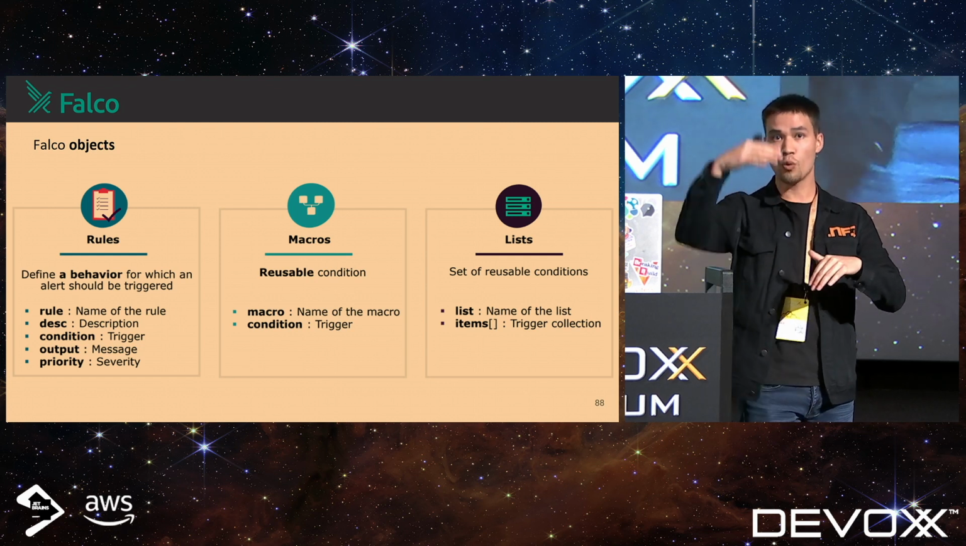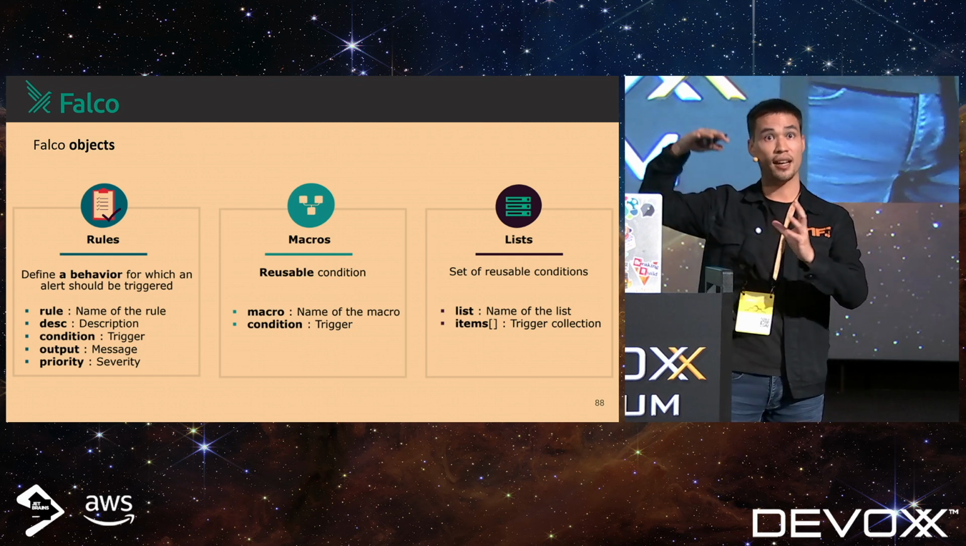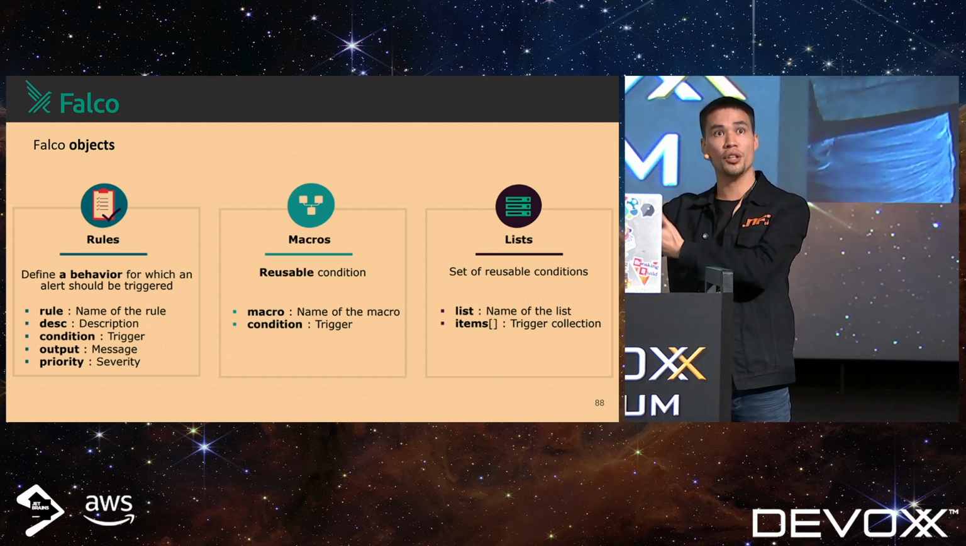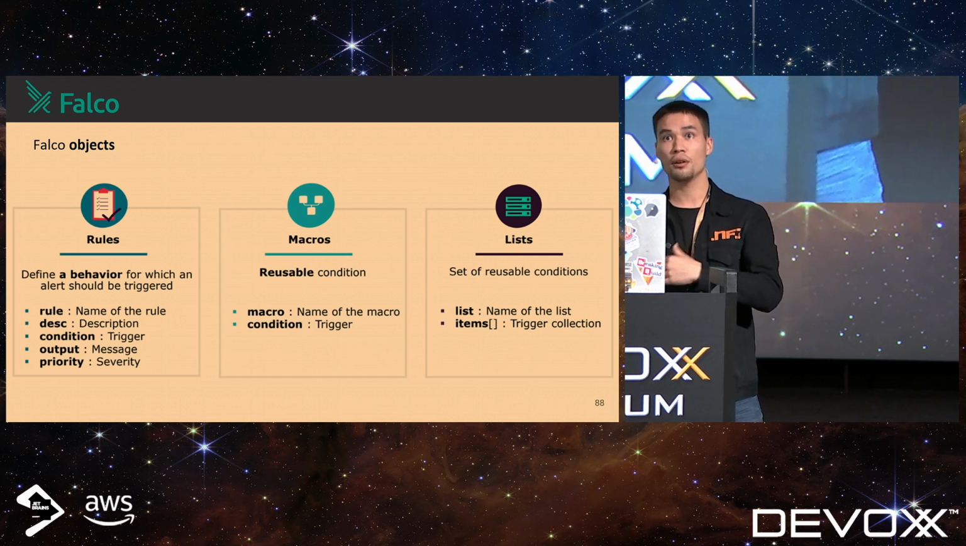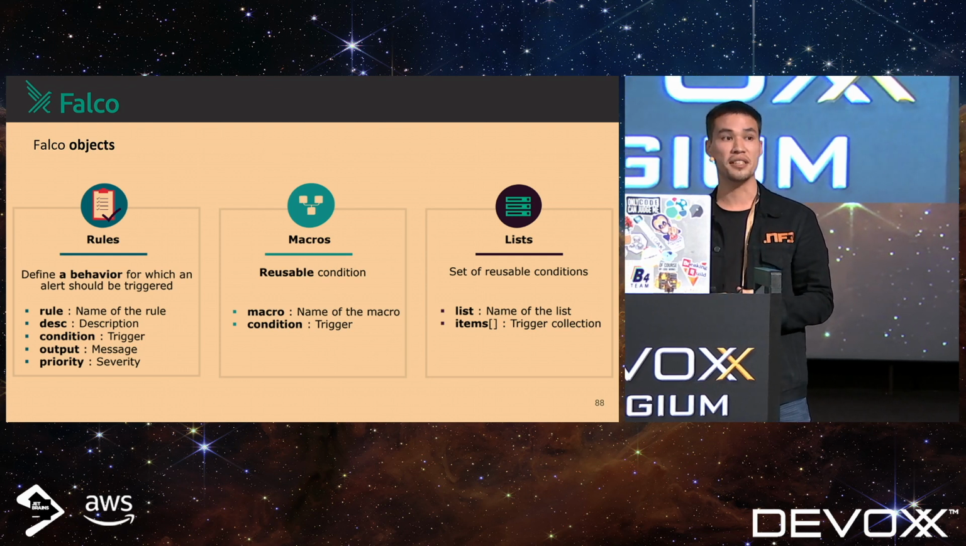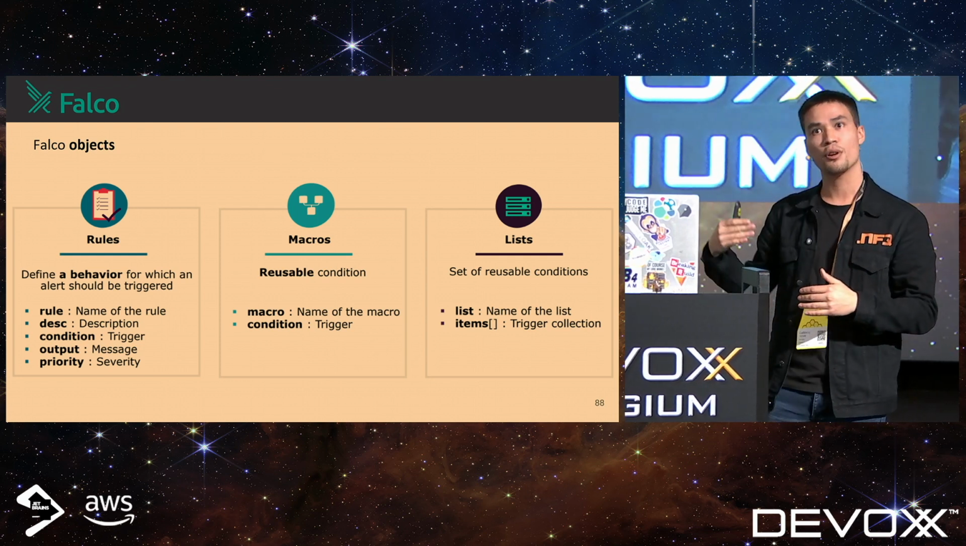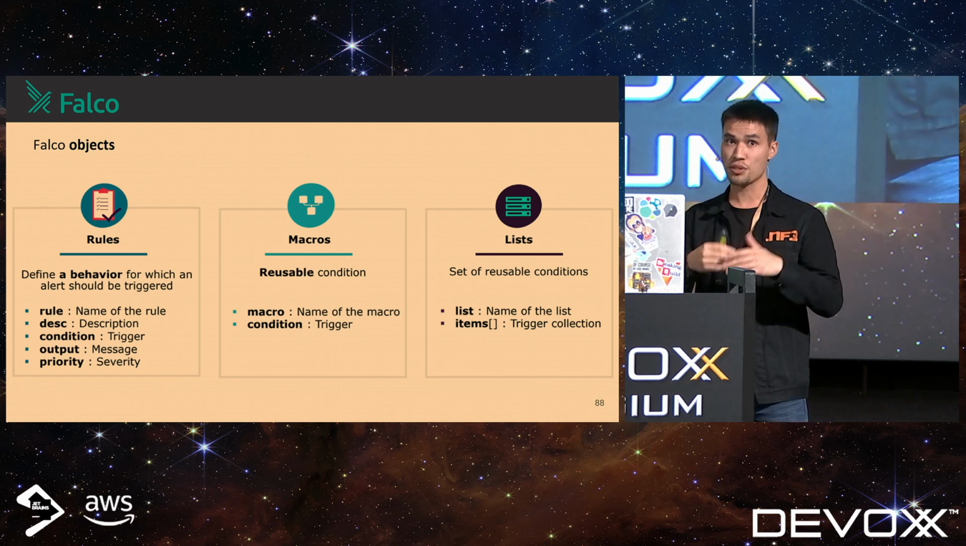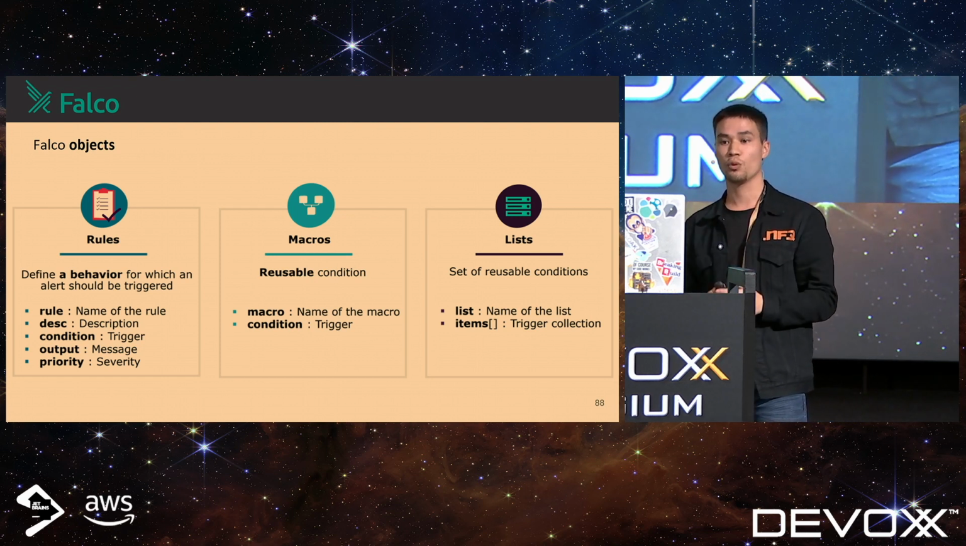The idea is that once we have a set of rules, I can assemble them to turn them into a macro that will be a more high-level rule. And I can also do that with lists, meaning that I can list, for example, a set of rules that will be applied together.